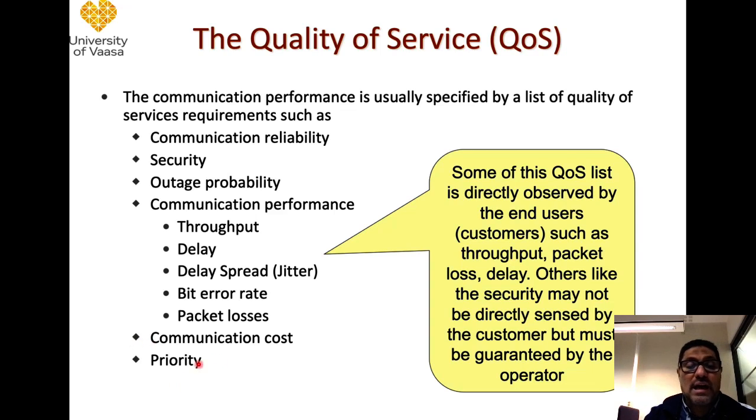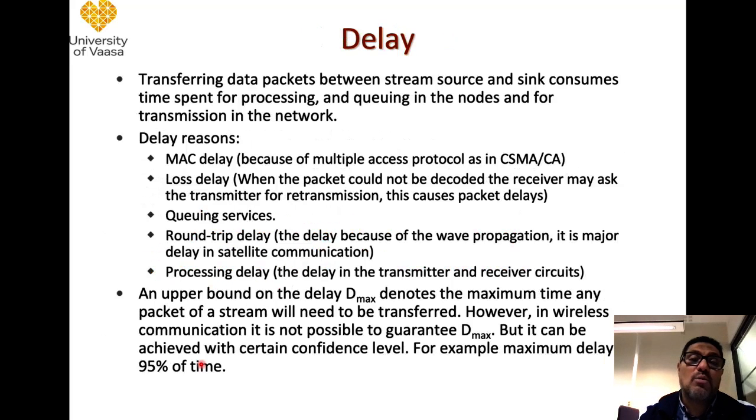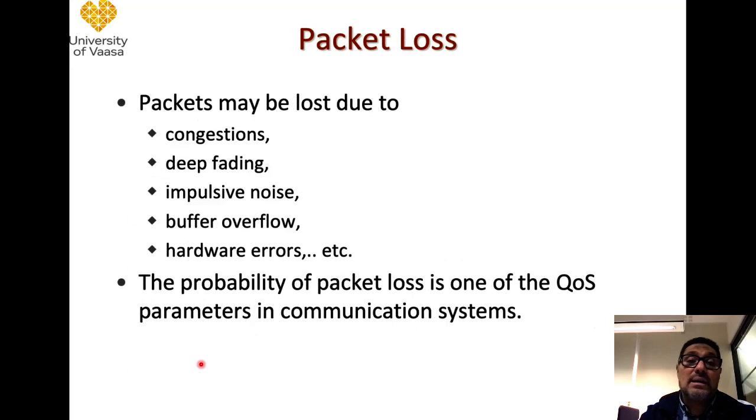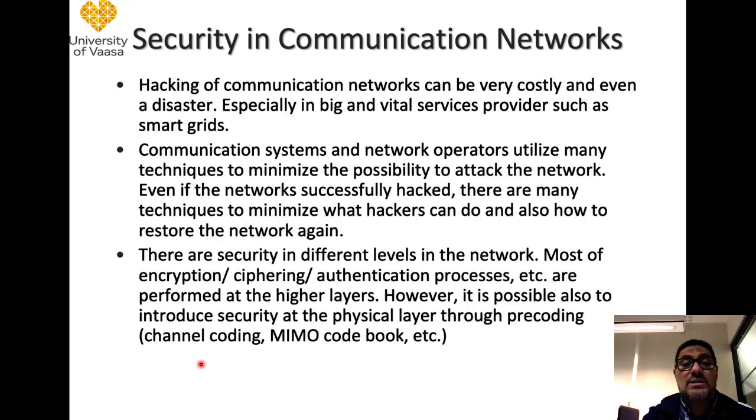And also the priority of the network. Of course, you can have a contract with a third party like a cellular network operator so that your packets will have the highest priority for transmission all the time, to minimize the delay and so on. Here we have just a description of these performance measures: throughput, delay, jitter, bit error rate, packet losses, and so on. Security also, as I said, is very important in smart grids, but I'm not going to explain it here because we will have a different lecture about security issues in smart grids.